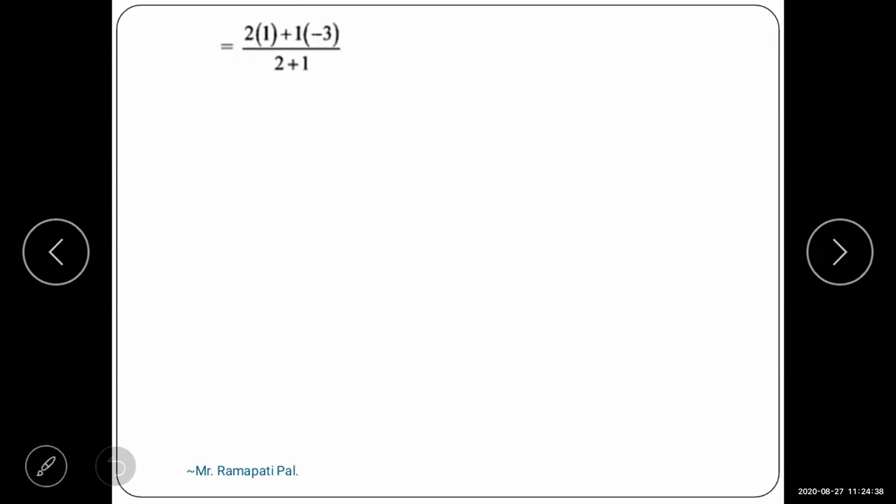So 2 into 1 plus 1 into minus 3 upon 2 plus 1. So 2 into 1 is 2, 1 into minus 3 is minus 3. So it becomes 2 minus 3, and 2 plus 1 is 3. So it becomes 2 minus 3 upon 3. Correct? The ratio and the values are in front of you. 2 minus 3 is what? Yes, very good. It is minus 1 upon 3.